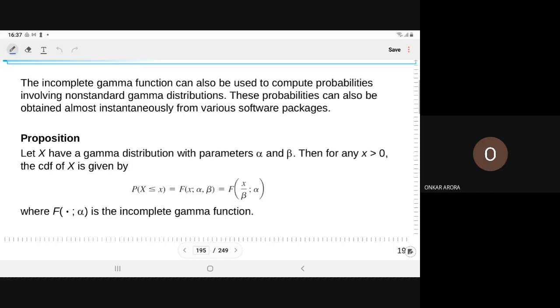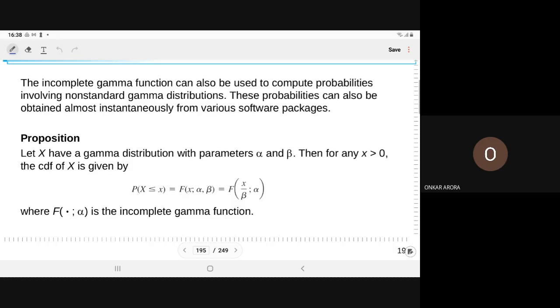Nowadays there is no problem, right? Because we have the table, or we have a computer or software. In that you can directly put in the alpha and the beta, and it gives the answer directly. But if software is not available, then we have the limitation of pages. For all the betas we cannot write the table. That's why we have to define the standard gamma distribution.